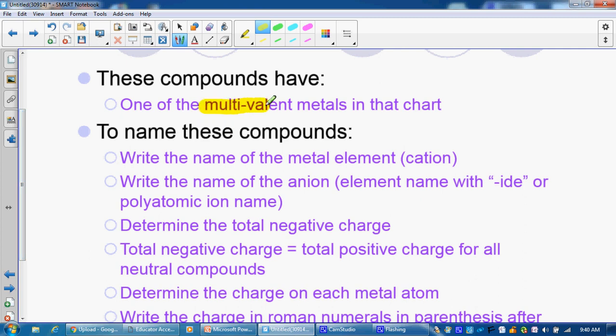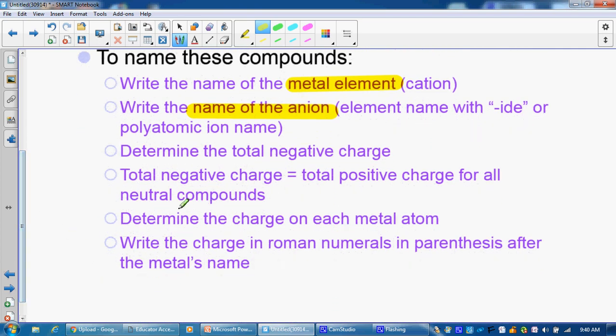These compounds are going to have one of those multivalent metals in them, and typically we're going to name that just like we always do: name of the element, then an anion of some sort. This can be your nonmetal with an IDE ending, or it can be your polyatomic ion, and that is going to be your negative charge. Your total negative charge has to equal your total positive charge when we're putting these together. So all compounds have to end up being neutral with their charges.